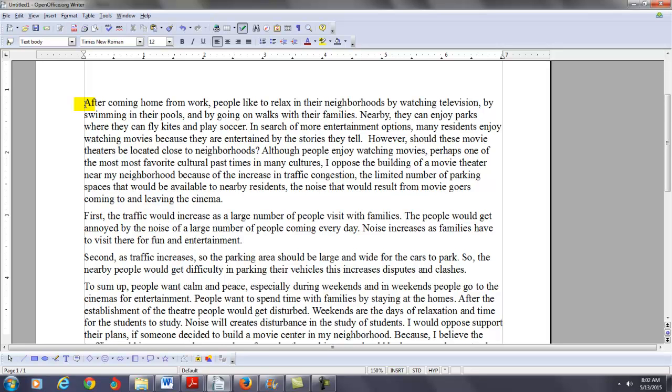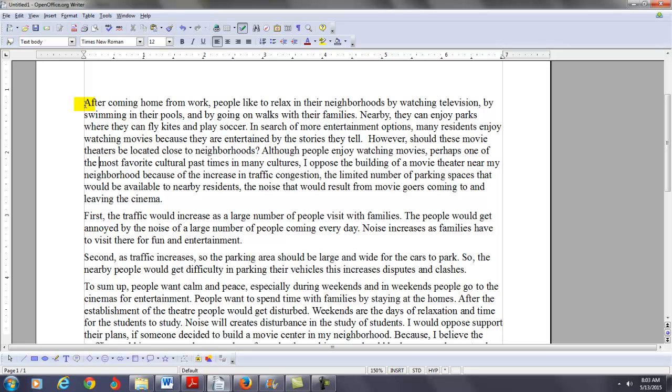In search of more entertainment options, many residents enjoy watching movies because they're entertained by the stories they tell. However, should these movie theaters be located close to neighborhoods? And then I present my counter-argument, which is the opposite of what you like. Although people enjoy watching movies, perhaps one of the most favorite cultural pastimes in many cultures, I oppose the building of a movie theater near my neighborhood because of the increase in traffic congestion, the limited number of parking spaces that would be available to nearby residents, and the noise that will result from moviegoers coming to and leaving the cinema.